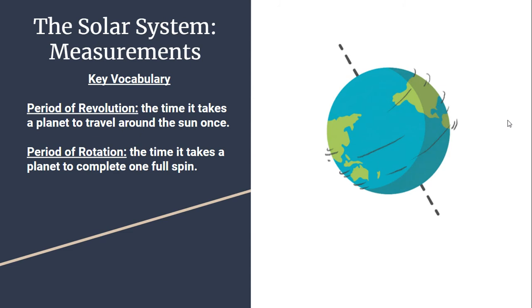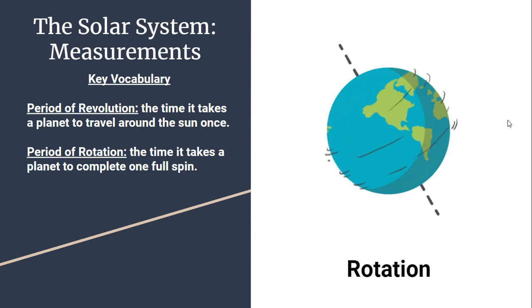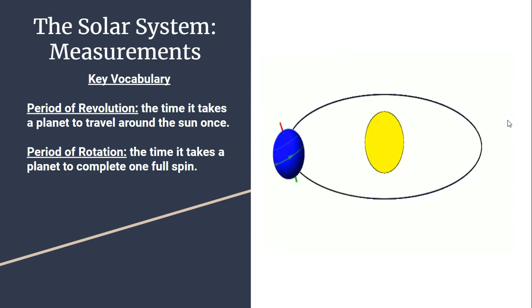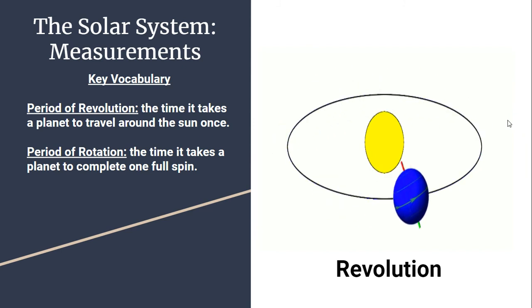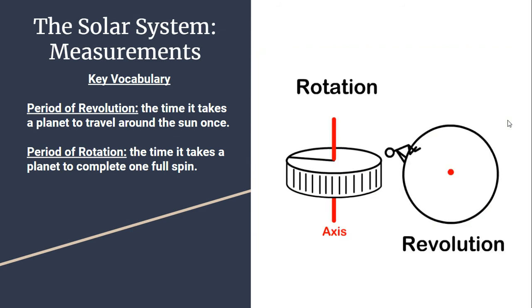Here in this image, you can see a rotation. The Earth is spinning 360 degrees around its axis. This example is showing you a revolution, one full orbit around the Sun. Here you can see them both next to each other. Rotation is spinning along the axis. Revolution, the entire thing is circling another object.